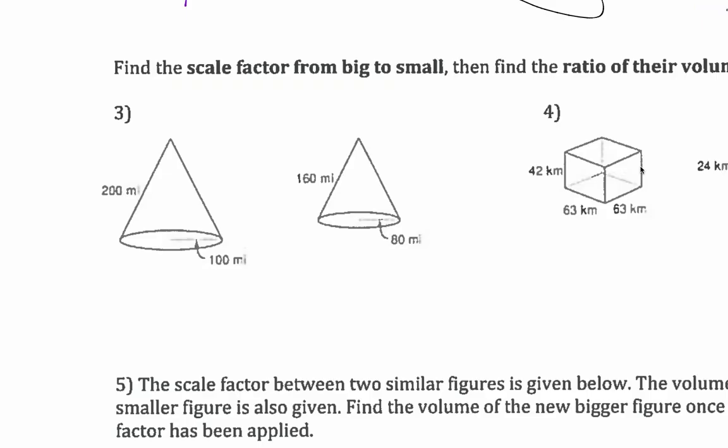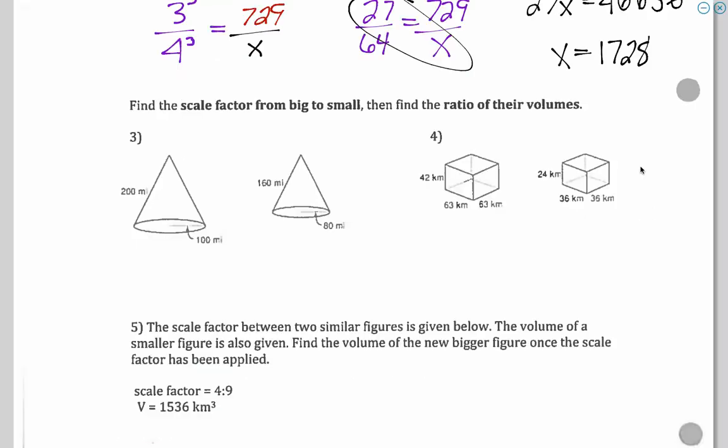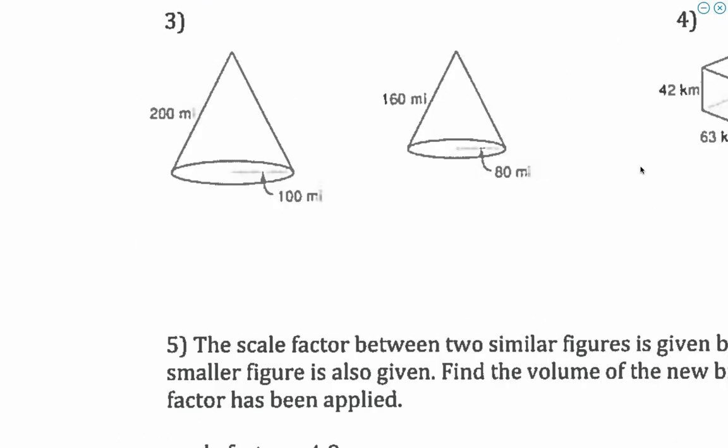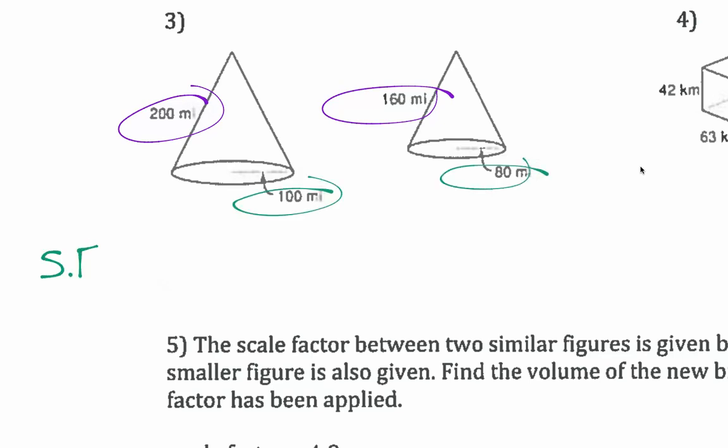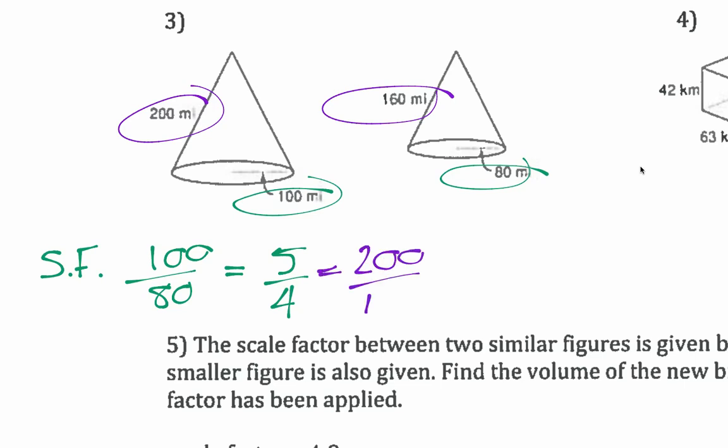Find the scale factor from big to small, then find the ratio of the volumes. So scale factor is the ratio of corresponding sides. So I could do 200 with 160, or I can do 100 with 80. So I'm going to do 100 over 80, which is going to equal, if I simplify it down, 5 over 4. Which would have been the same thing if I did 200 over 160. So there's our scale factor.